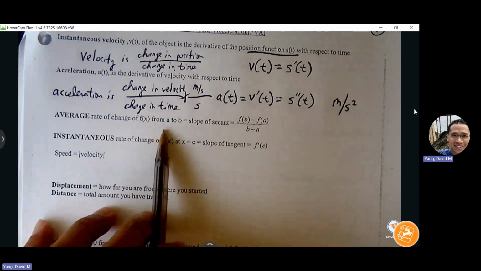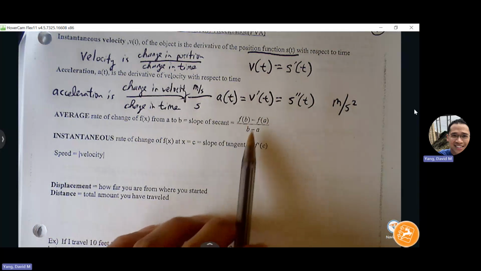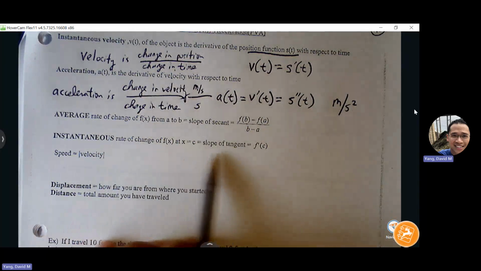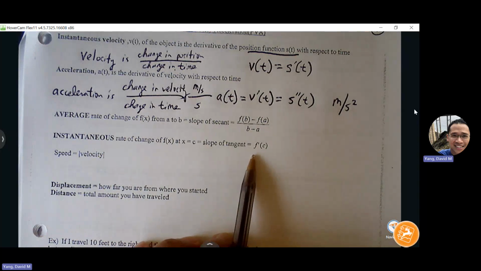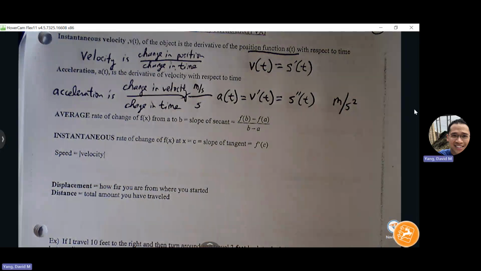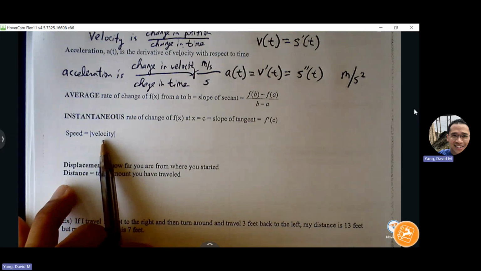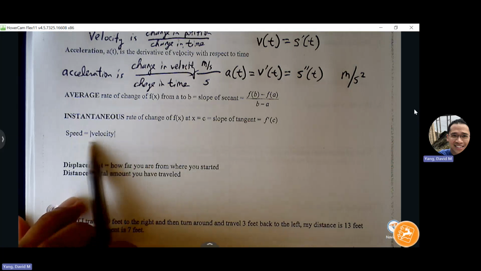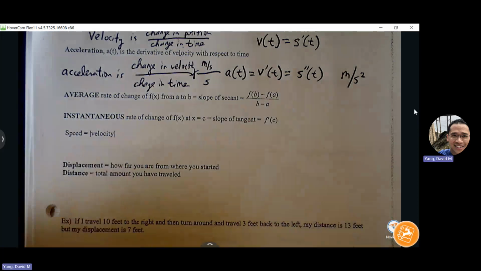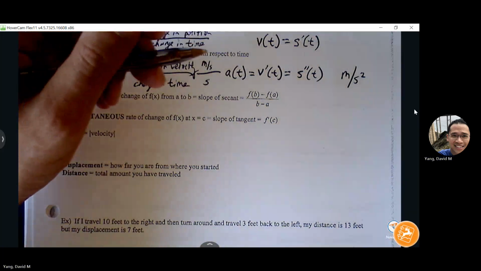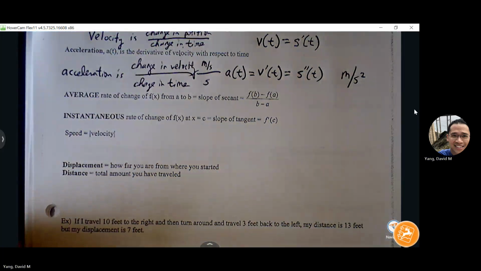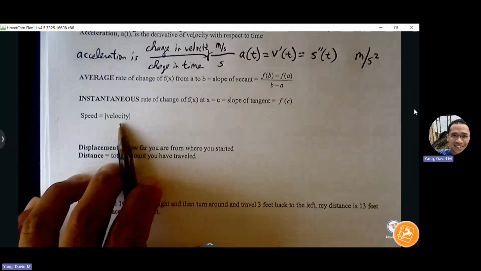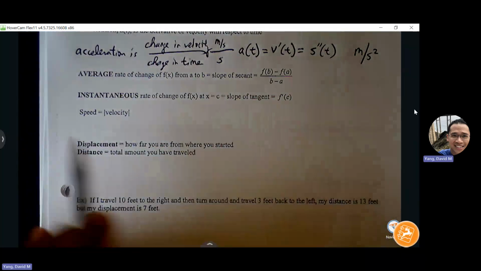Okay. The average rate of change is simply the change in position over change in time, but the instantaneous rate of change is the exact rate at that moment in time. Okay. Speed is equal to the absolute value of velocity. So velocity has direction, but speed is always just the positive version. Okay. So yeah, I'll go over some more examples of that when we get to the next page.